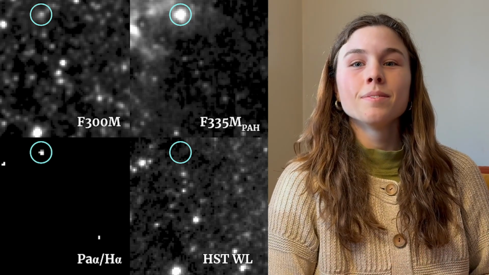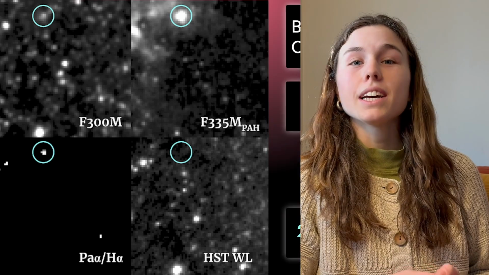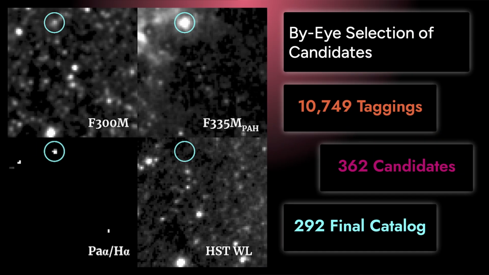So after classifying on all of our cutouts, we acquired a total of 10,749 taggings. These taggings are then grouped within a 0.3 arcsecond threshold, and any source with 3 unique taggings is taken as a candidate. This leaves us with an initial sample of 362 candidates, which we then reduce to a final catalog of 292 embedded cluster candidates after we do some final catalog cleaning.